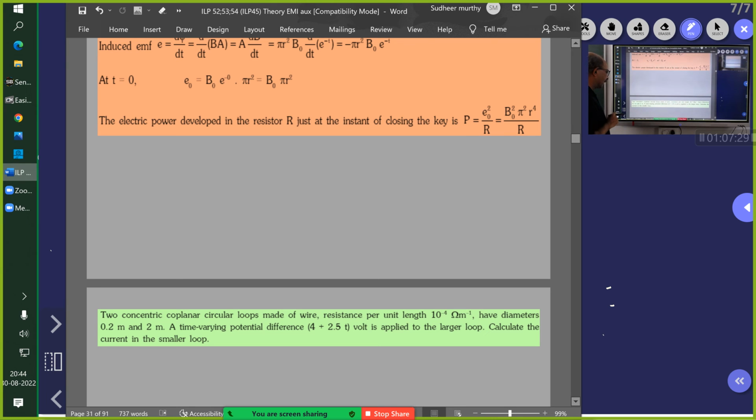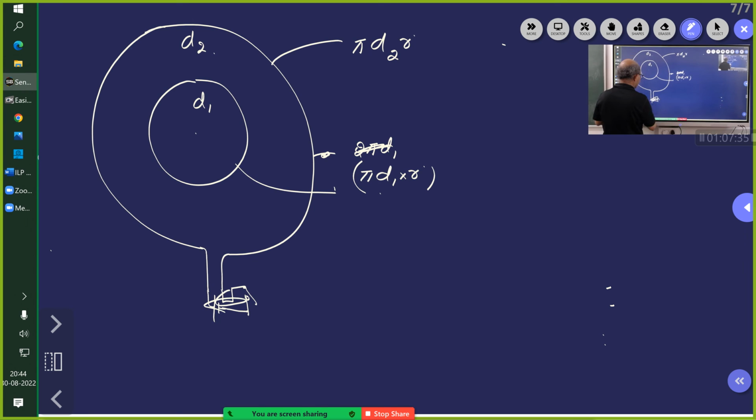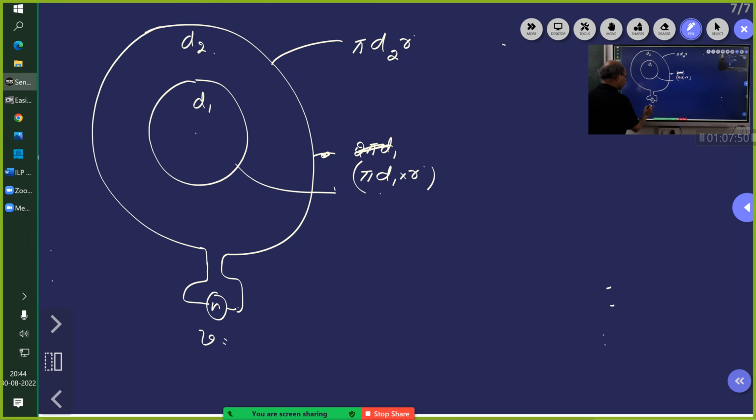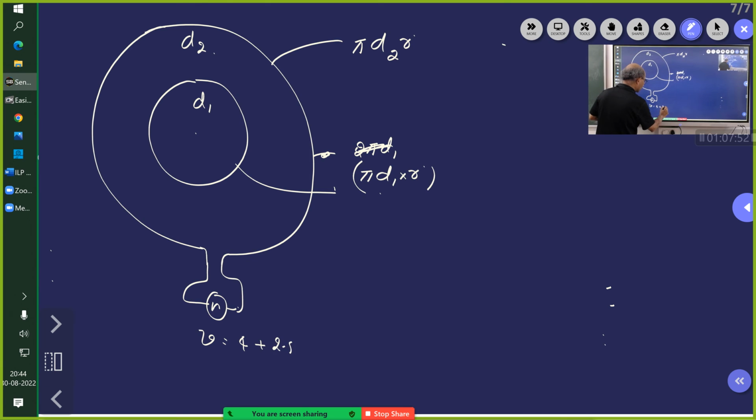Okay, a time varying potential of so and so is applied to the larger loop. Find the current in the smaller loop. So here they are giving you a time varying potential. What is the potential they have applied here? That is 4 plus 2.5 t. So 4 plus 2.5 t is the voltage that they have applied.